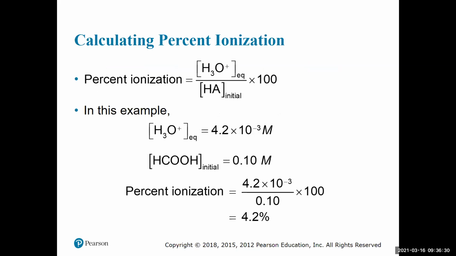Another calculation that you can do is something called percent ionization. Percent ionization is simply the equilibrium hydrogen ion concentration divided by the initial concentration of the acid. Since it's a percent, we multiply it by 100. So in this example, at equilibrium our hydrogen ion concentration is 4.2 times 10 to the minus 3 molar. Our initial is 0.10 molar. We do that ratio, then times 100. Percent ionization is 4.2%.